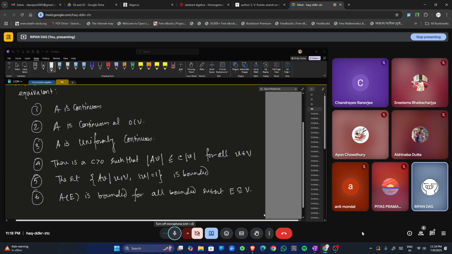Okay, then there are several easy implications, isn't it? A is continuous, A is continuous at 0 in V. What about A is uniformly continuous? Obviously then 3 implies 2 and 2 implies 1. That would be trivial. No, 2 implies 1, how?